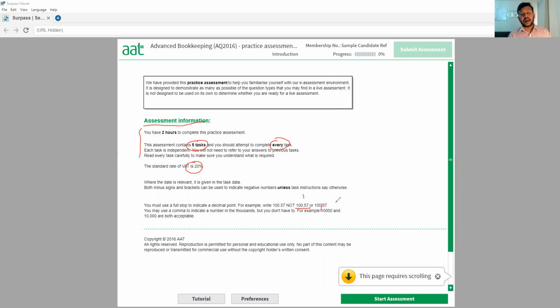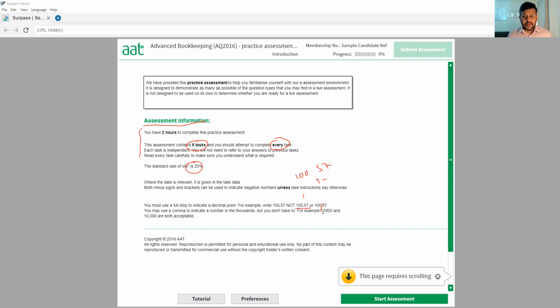This exam will be marked by the computer. So of course you need to understand that if you write the wrong figure, or any format the computer doesn't understand, you're not going to get any marks. You need to make sure you write the correct format. For that reason, you have to use the full stop. For example, £100.57, but don't use a comma or a space.